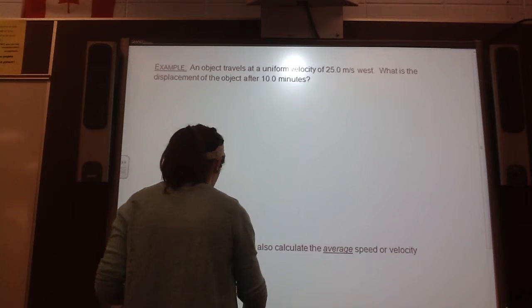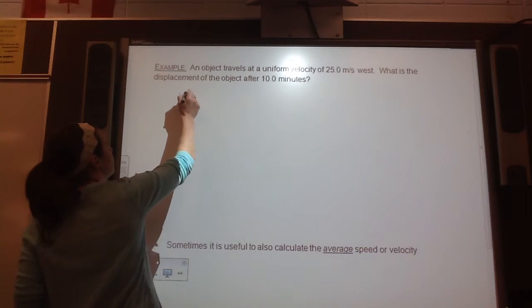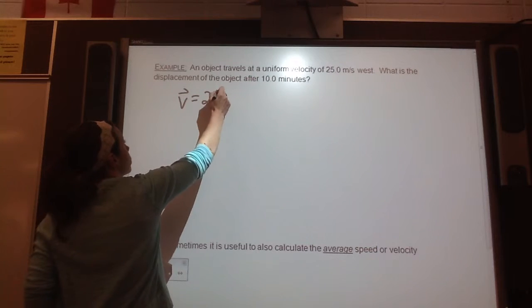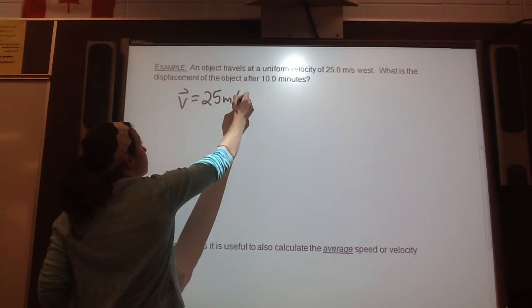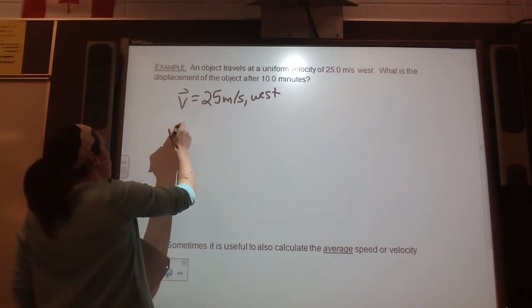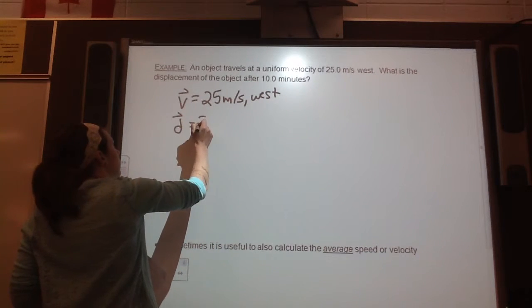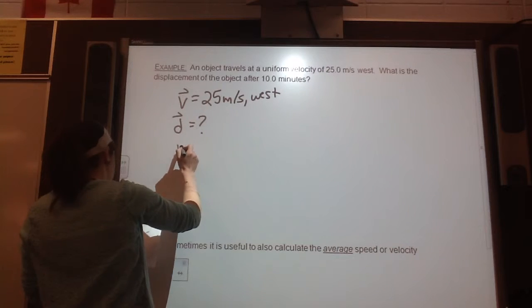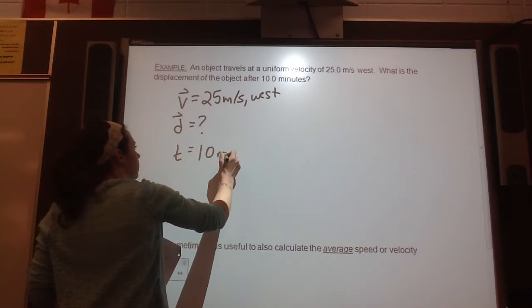So that means let's write out all of our information first. When you're doing a physics equation, it's best to write out all of your data that you know about. You're trying to find your d, and you know your time is 10 minutes.